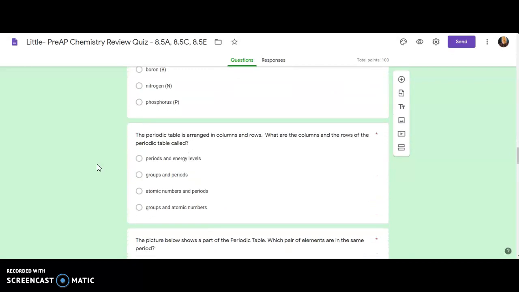Next question. The periodic table is arranged in columns and rows. What are the columns and the rows of the periodic table called? Are the columns called periods and the rows called energy levels? Are the columns called groups and the rows called periods? Are the columns called atomic number and the rows periods? Or last one, are the columns called groups and the rows atomic numbers?